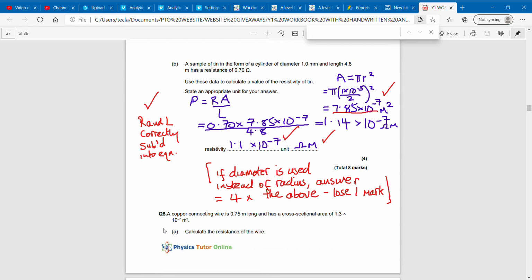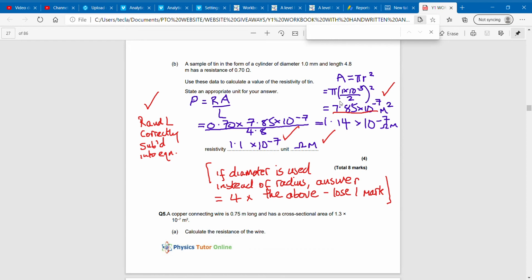So using that equation, rho equals RA divided by L, the first thing is going to be to calculate the area from pi r squared. So we're going to need to half the diameter and put that into the pi r squared, and that gives us 7.85 times 10 to the minus 7 meters squared. That will be a mark.